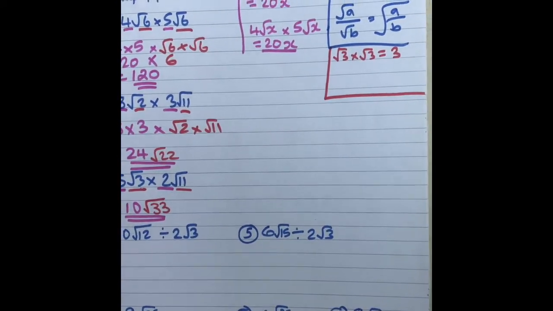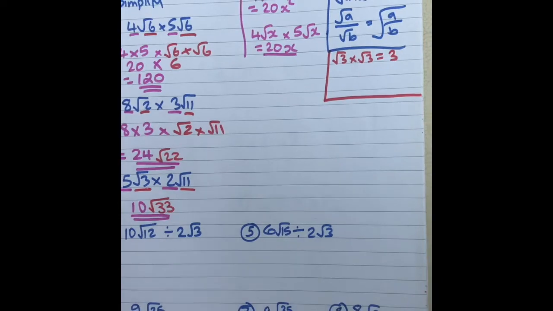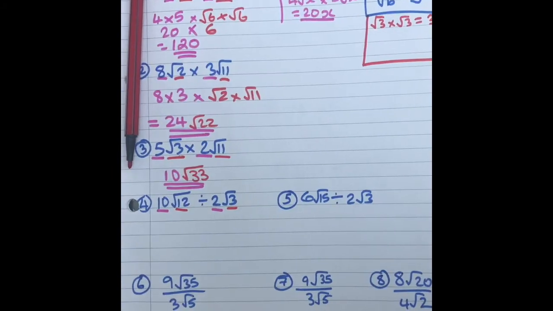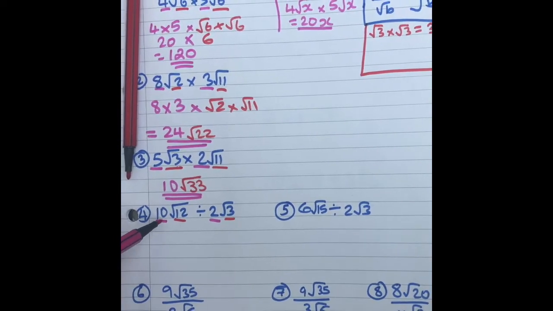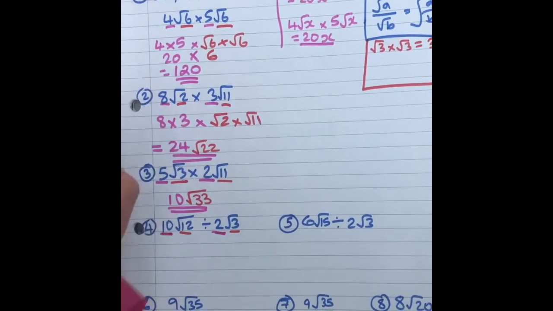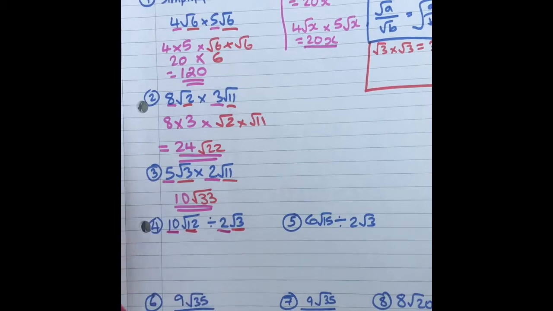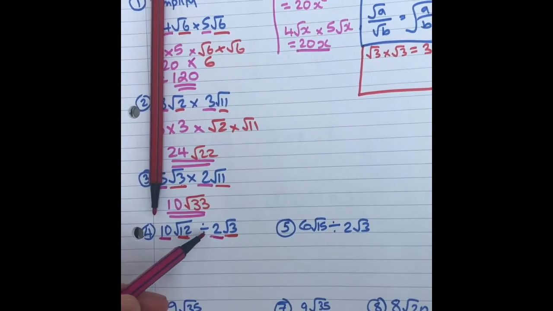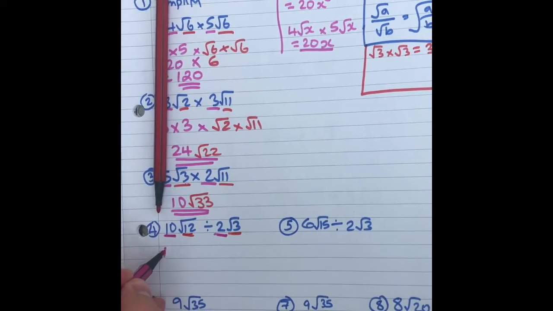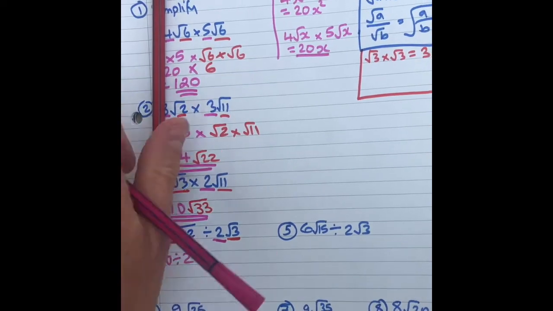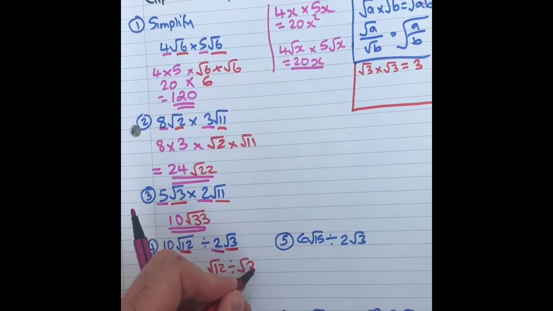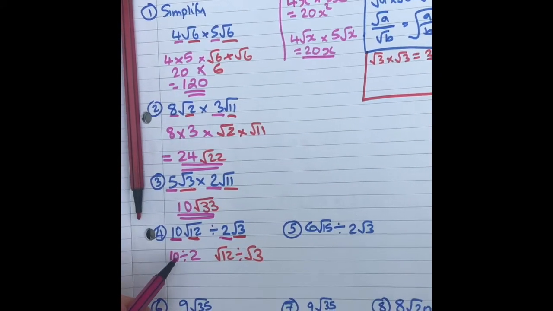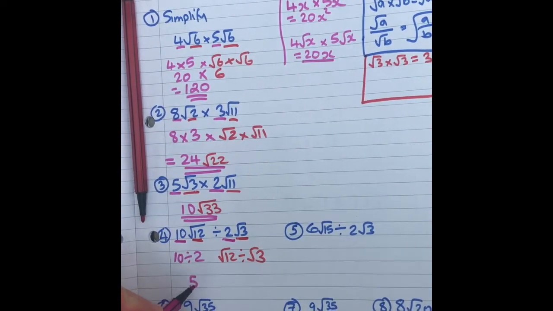Okay, so the first 3 are all multiplication. So the next 5 questions are all on division. So I'll use a different colour to underline. So this time divide 10 divided by 2, and then root 12 divided by root 3. So first step, 10 divided by 2 is 5.